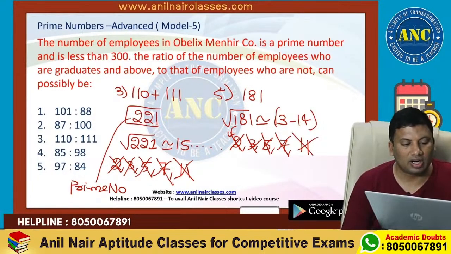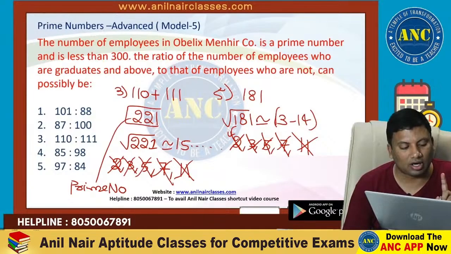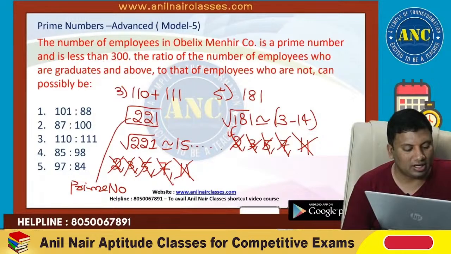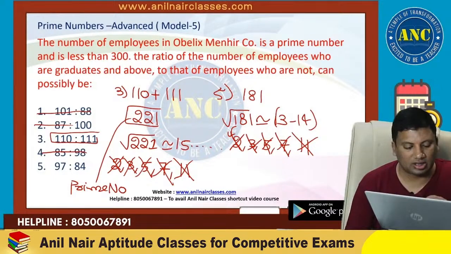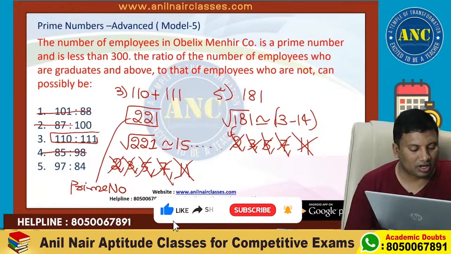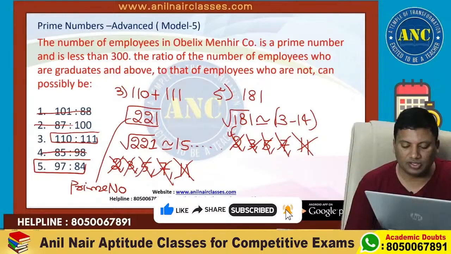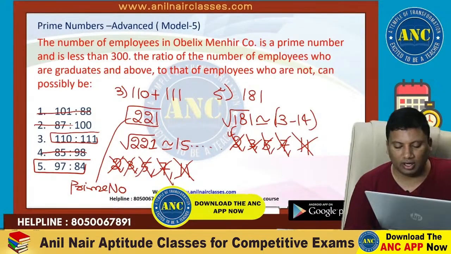So, we are not getting, what is the question? The ratio of the number of employees who are graduates and above to that of employees who are not can possibly be. Possibly means it has to be a prime number. This is not a prime number. This is not a prime number. This is not a prime number. 110 plus 111 is nothing but 221. 221 also we got a prime number. 97 and 84, we got 181. So 181, it is K.